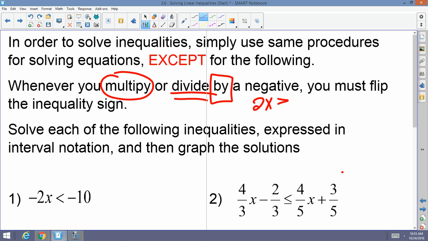Real quick, because I know you got to go. I got 2x is greater than negative 10. I divide it by a 2. I don't change anything there. Now, had this been a negative, then I divide by a negative. Now that had to flip because I divided by a negative. You feel me here, guys? Big difference is dividing to a negative and by a negative.